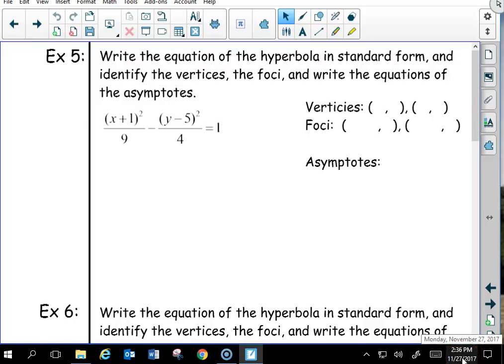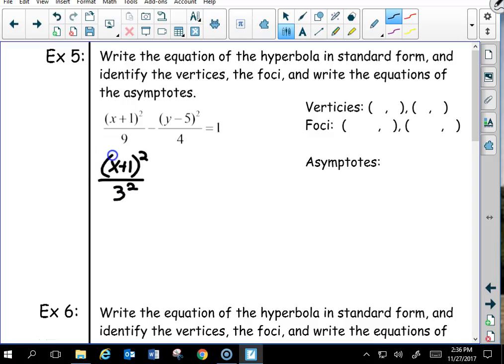Okay, we want to write the equation of the hyperbola in standard form, identify the vertices and the foci. It's not too far from standard form right now. (x + 1)² over 3² minus (y − 5)² over 2² equals 1. There's our standard form.